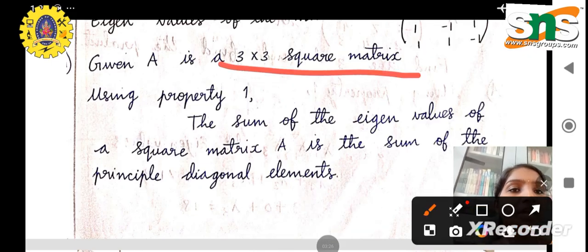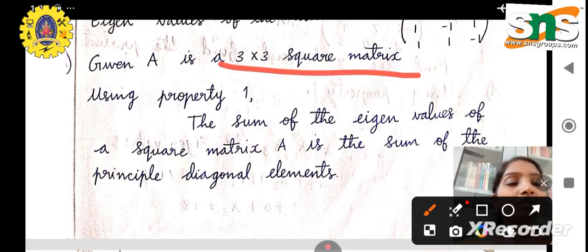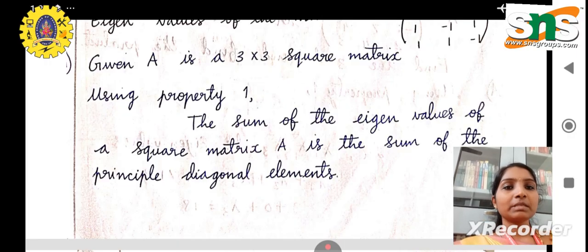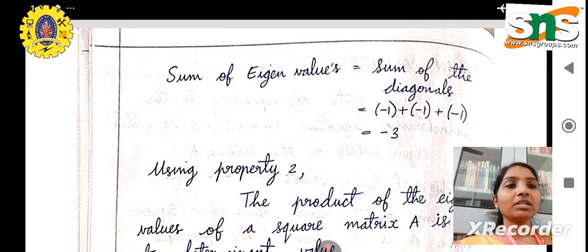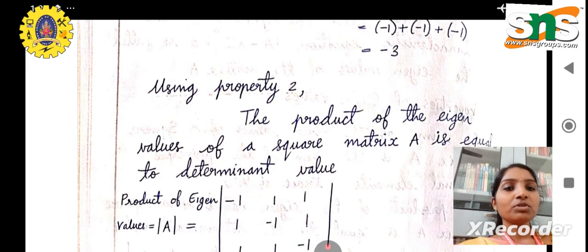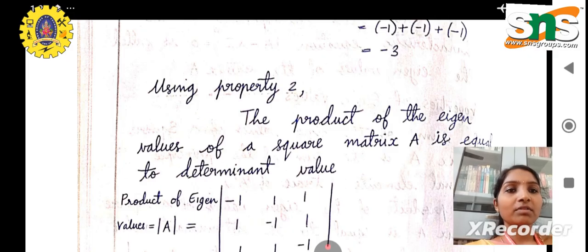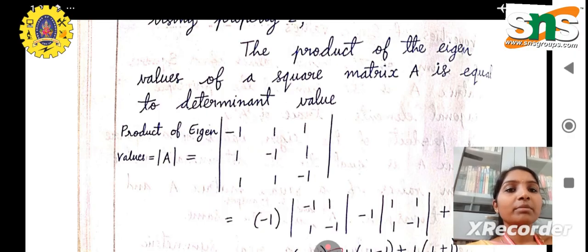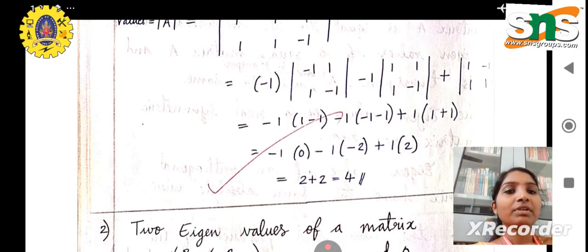Now using property 1, what will we know about the eigenvalues? Since it is a square matrix of order 3, the diagonal elements sum is equal to the sum of the eigenvalues. So using property 1, the sum of the eigenvalues of a square matrix A is the sum of the principal diagonal elements, which is minus 1 plus minus 1 plus minus 1, equal to minus 3. Now using property 2, the product of the eigenvalues of a square matrix A is equal to the determinant value, which means the product of eigenvalues is equal to the determinant of A, which on finding the determinant is 4.